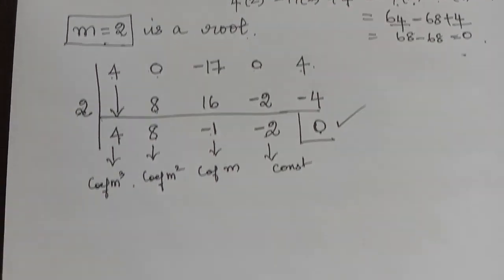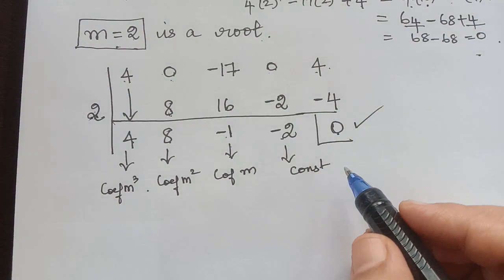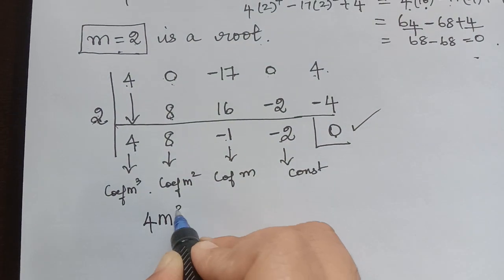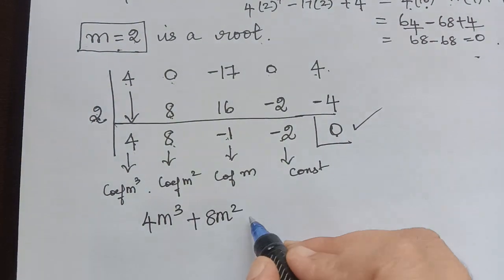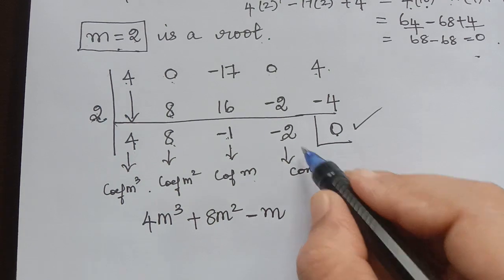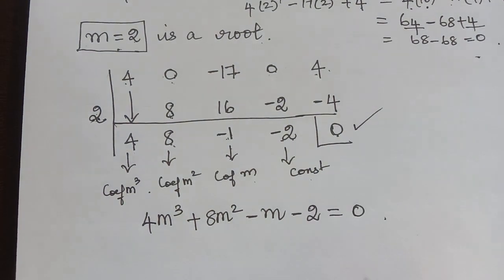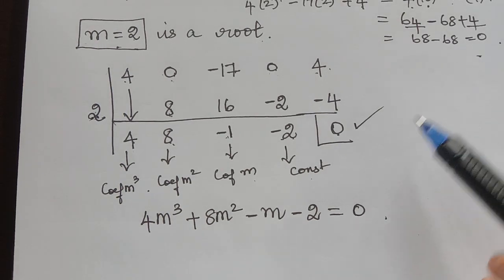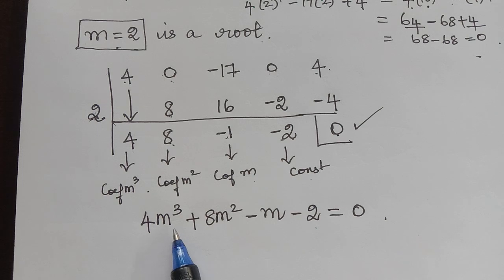So the left out equation will be 4m cube plus 8m square minus m, and then the constant term minus 2 is equal to 0. Now again we have to use synthetic division in order to find the next root. Already by trial and error method we observed that 1 is not a root. Let us check whether minus 1 is a root or not.